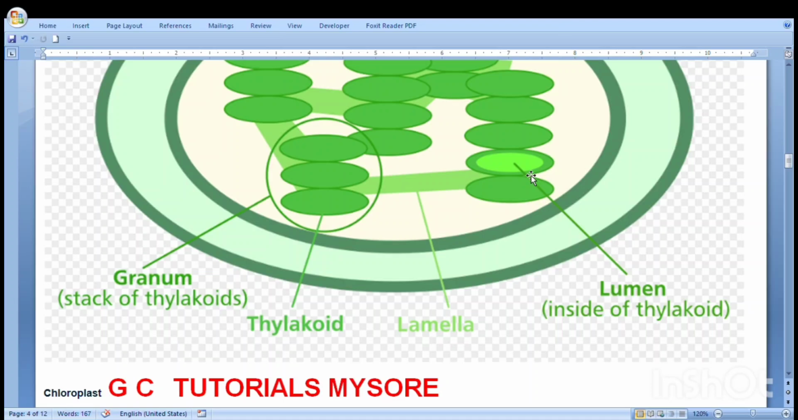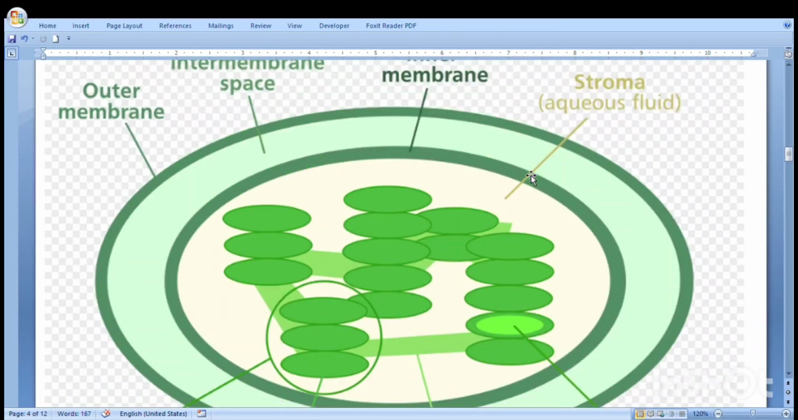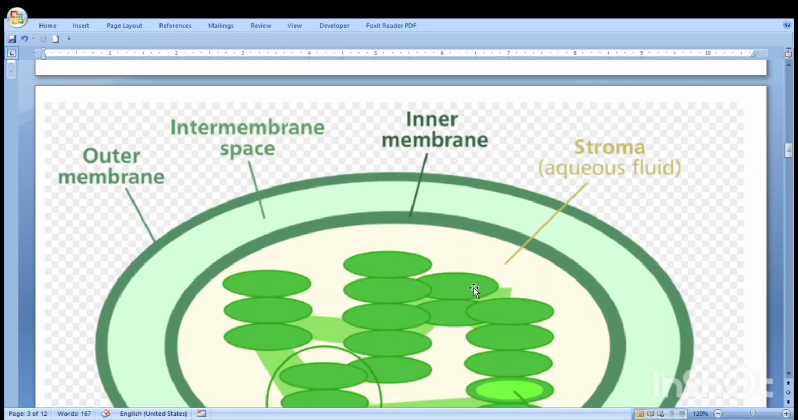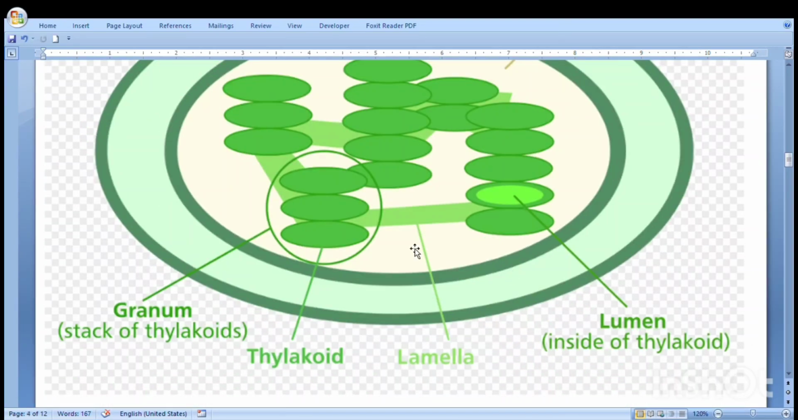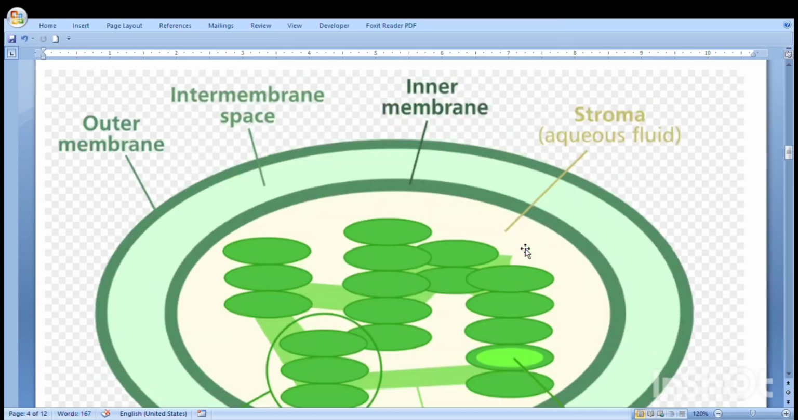Next come to the other one, stroma lamella. Already we studied about that. The membranous bridges that connect the grana are known as the stroma lamella. Got it?